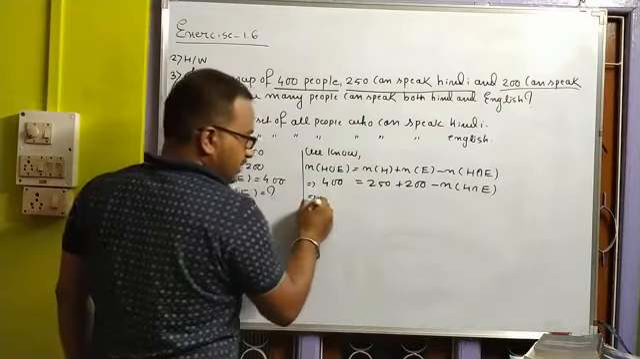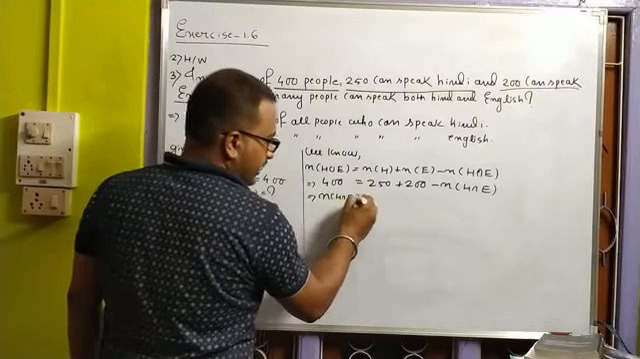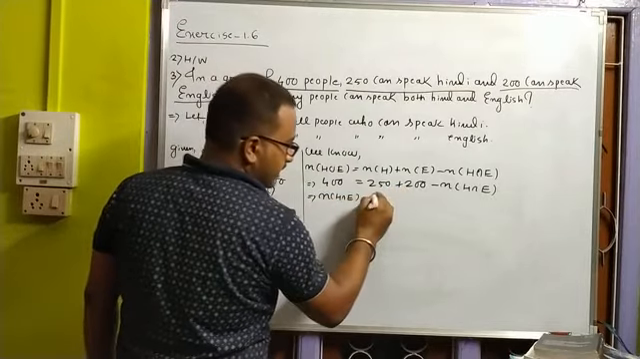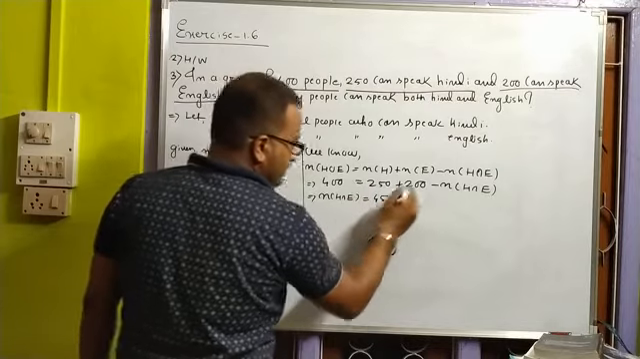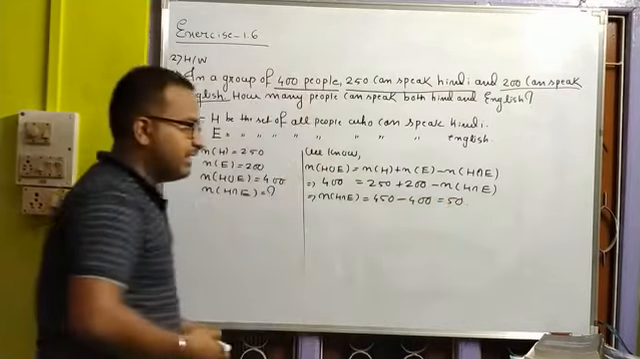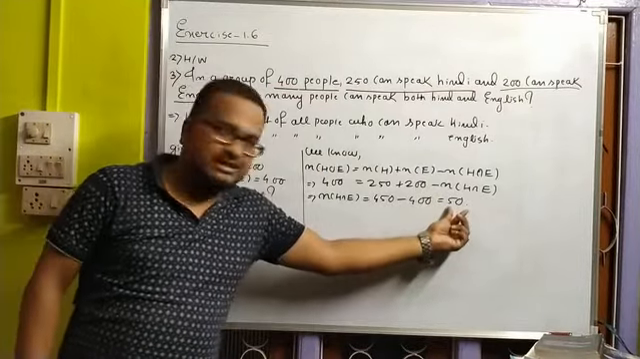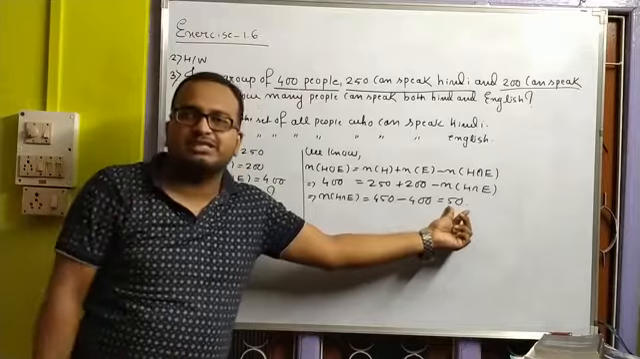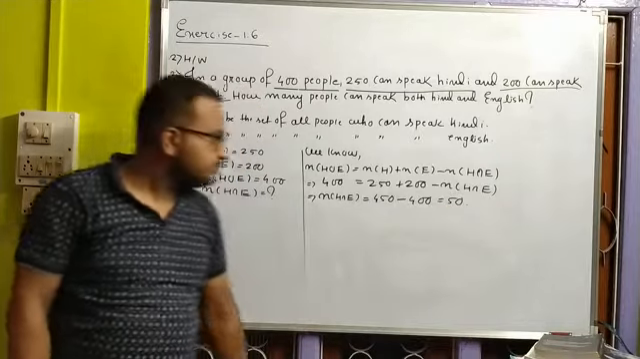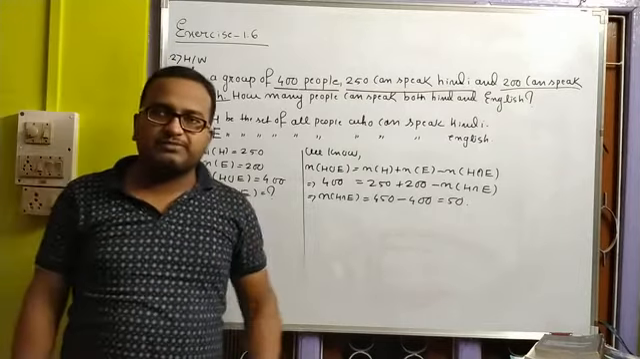Now you can bring this to this side, H intersection E. Then 250 plus 200 is 450, and you can bring this to this side with a negative sign. Your answer will be 50. That means out of 400 people, 50 people are there who can speak both Hindi as well as English. So let us see the next problem. Before that, pause the video, note it down.